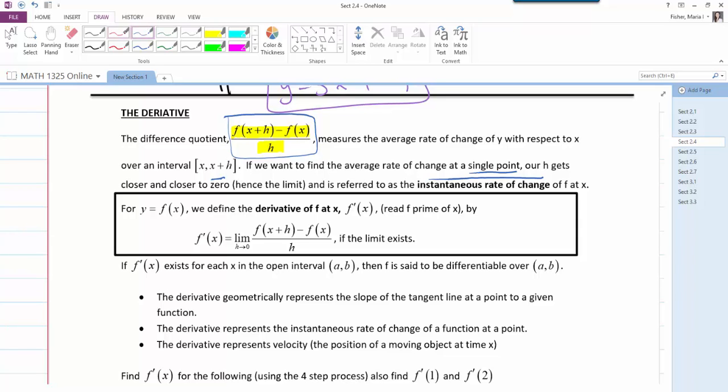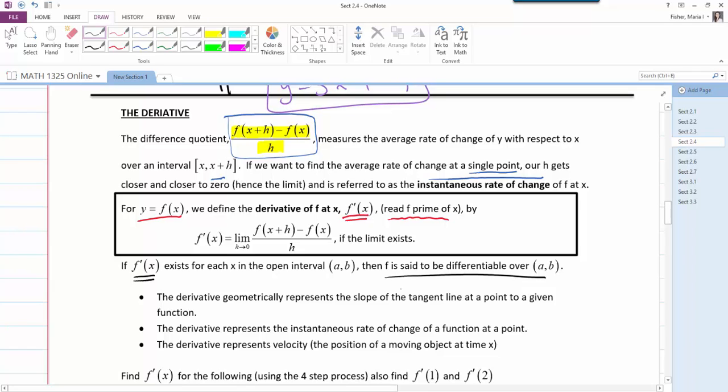So we define the derivative as follows. For y equal f of x, the derivative of f of x, which is stated f prime of x, is equal to the following. F prime of x is equal to the limit as h goes to 0 of the difference quotient, f of x plus h minus f of x all over h, if the limit exists. So just a few things. First, if the derivative f prime exists for every x in the open interval, then that means that f is differentiable over that interval.